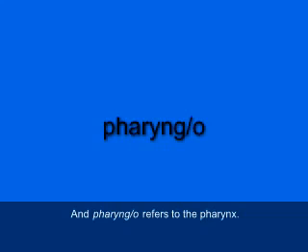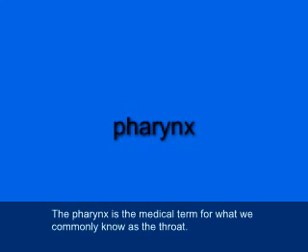The next one is pharyng/o, P-H-A-R-Y-N-G/O, and pharyng/o refers to the pharynx. And the pharynx is the medical term for what we commonly know as the throat. And looking at the anatomy here, the throat can be divided into three subparts.